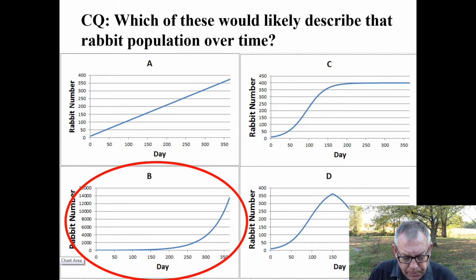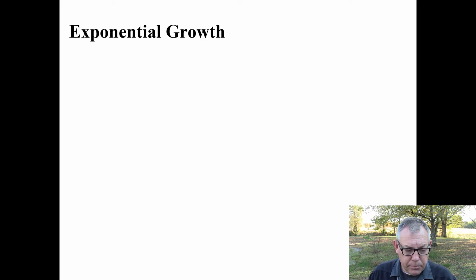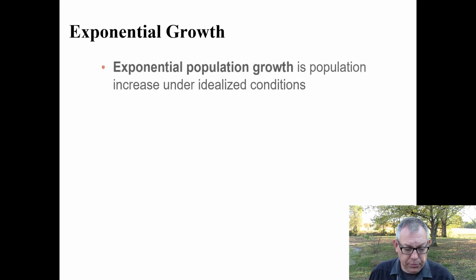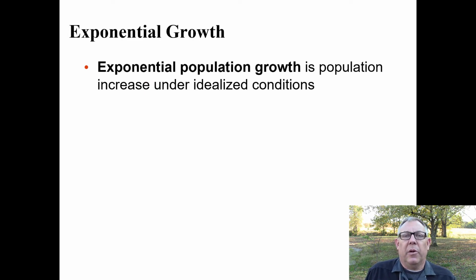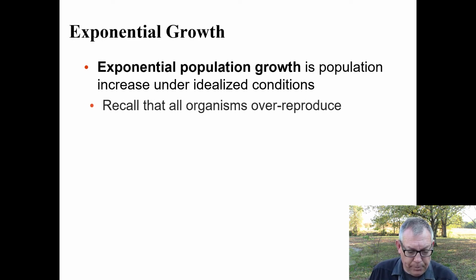Well, in an idealized situation, you're going to get what we call J-shaped growth. The population is going to grow because there's no limit to the resources, there's no predators, and so they're just going to have babies, and then those babies are going to have babies. Now, the population is going to grow slowly at first, but as you get more and more rabbits in those reproductive years, and they start having babies, then the population is going to start growing faster and faster and faster. And if you plotted it, it's going to look like graph B here. And we call that exponential growth. And so under idealized conditions where there's just no limits, the population is going to grow in this exponential fashion.